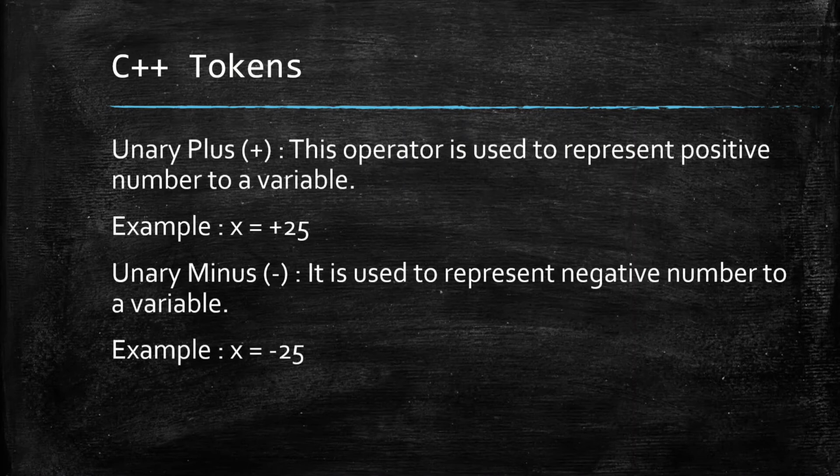Our next thing is unary plus and unary minus. These are very, very simple concepts. Unary plus is used to represent a positive number to a variable. So if you have to represent positive numbers, you use unary plus, that is x is equal to plus 25, right? This is a basic concept that everybody knows. Next is unary minus. It is used to represent a negative number to a variable. That is x is equal to minus 25. This is nothing but your unary minus.